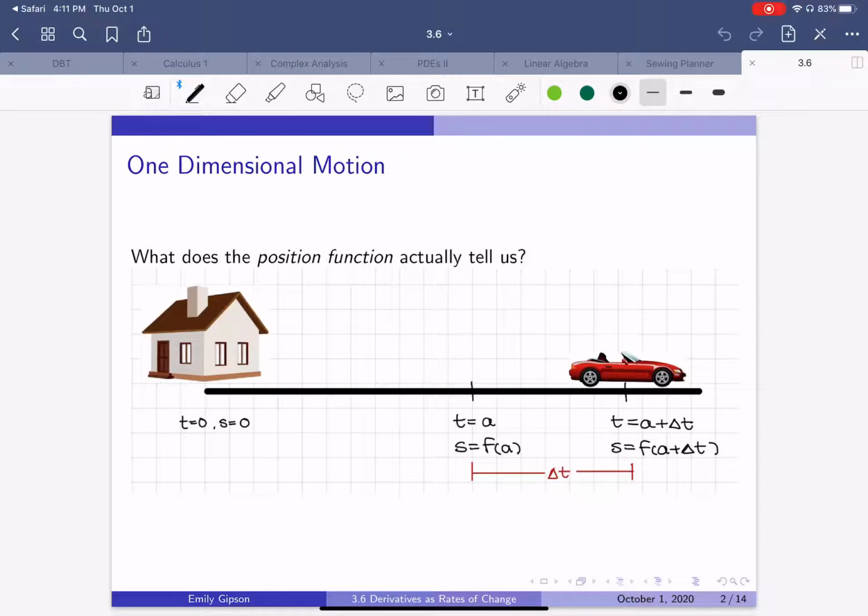So here I've got a little cartoon, and I've got a little car driving away from a house. And it says that at time 0, the position is 0. At time A, the position is f of A, and at time A plus delta t, our position is f of A plus delta t. And the difference between those 2 points is delta t, the time elapsed between when the car was at position s equals f of A and when the car is at s equals f of A plus delta t.